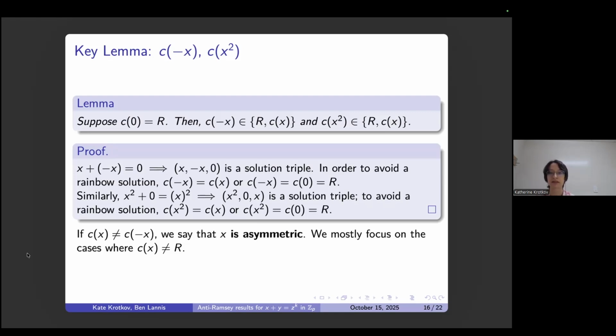And so when the color of x is not equal to the color of minus x, we say x is asymmetric as shorthand. This is with regards to a specific coloring, but for all of these results, we're going to be speaking with a coloring that is fixed, and so we can assume that we're always referring to the same coloring. And x is asymmetric if and only if minus x is asymmetric, right? But we're only going to be focusing mostly for these results on the case where the color of x is not red, so the color of minus x is the one that's red.